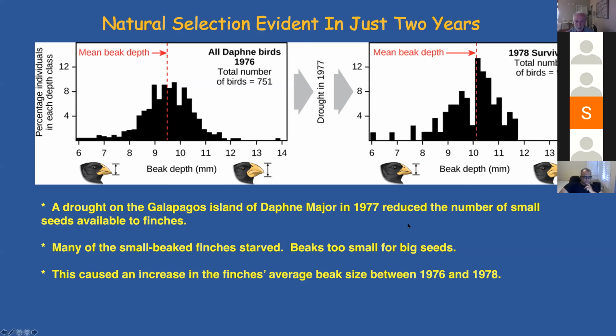So the reason for that is that birds with bigger beaks were selected over those that had small beaks, because the ones with big beaks could eat the food that was available, which was the big seeds. So is that clear? What happened here, and why the population changed, and why it was a genetic change?